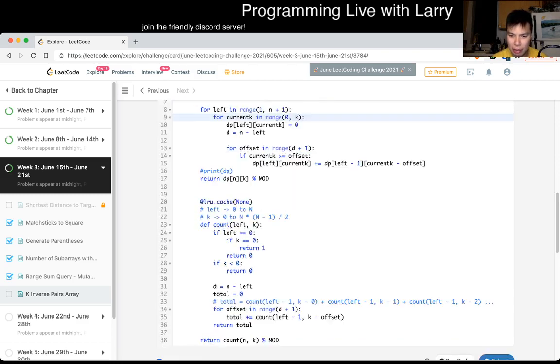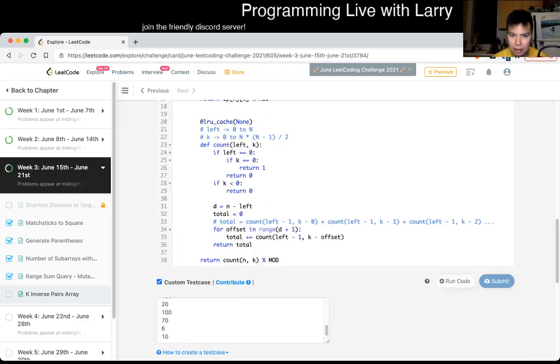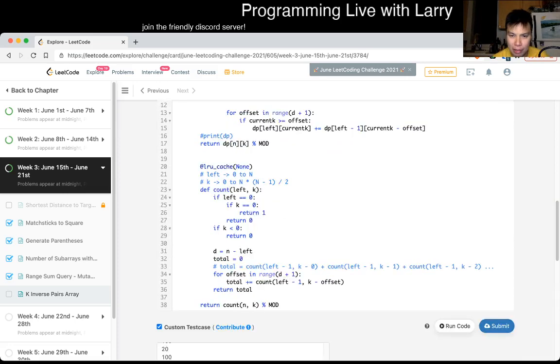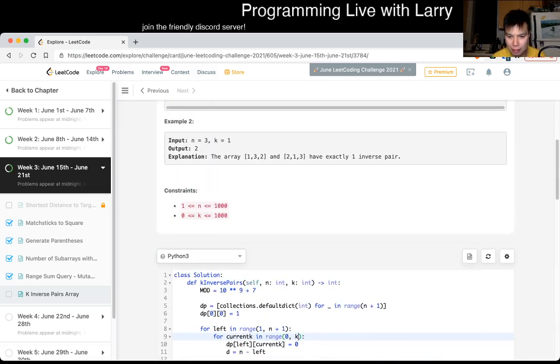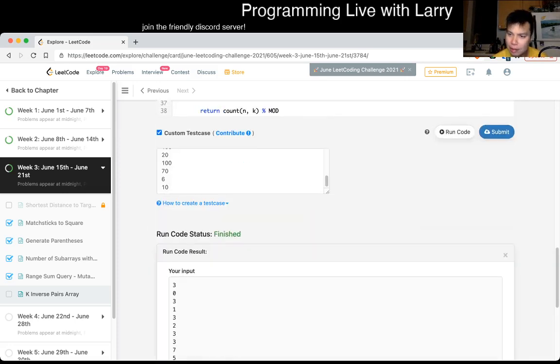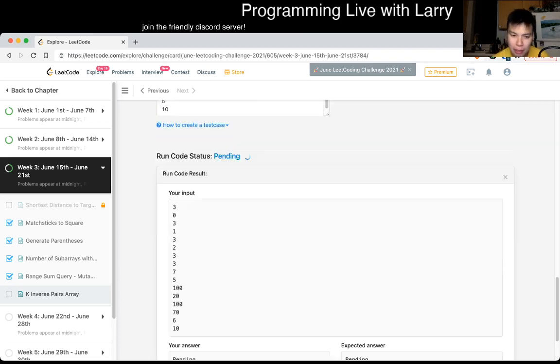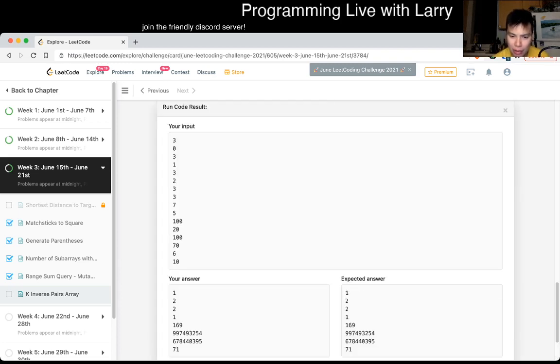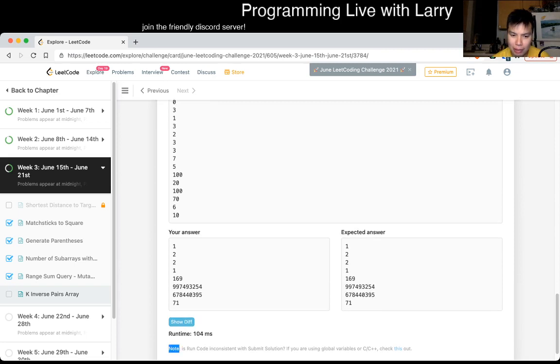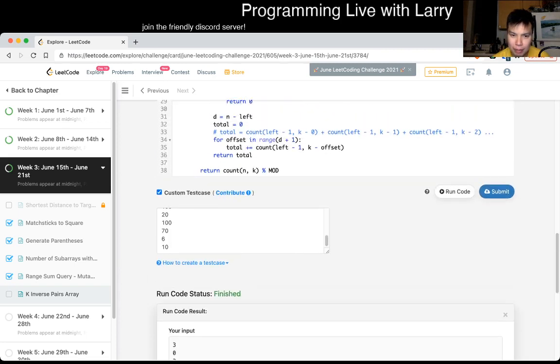I don't know. Let's see if that works. Oh, k plus 1 maybe. Oops. Because we don't really... Man, I'm really sloppy today. Okay, so that works now. You can see that it actually runs pretty fast even without the optimization.